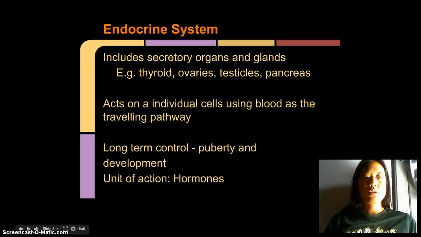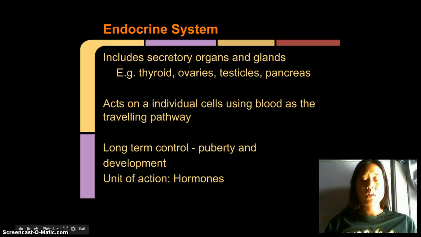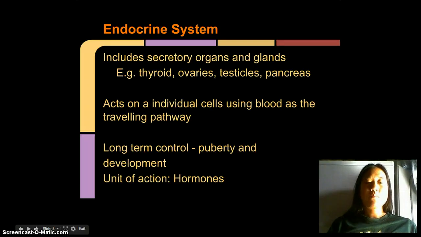In contrast, the endocrine system is all about long-term control. This involves certain glands, such as the thyroid, your ovaries, your testicles, and the pancreas, which we talked about last week, which releases insulin. The endocrine system is different in that it acts on individual cells using blood as a traveling pathway. What that means is it makes little signals that travel out and send it. It'd be like if I was sending little emails to every individual cell in your body telling it exactly what to do.